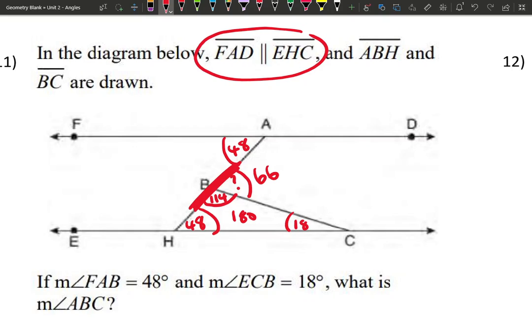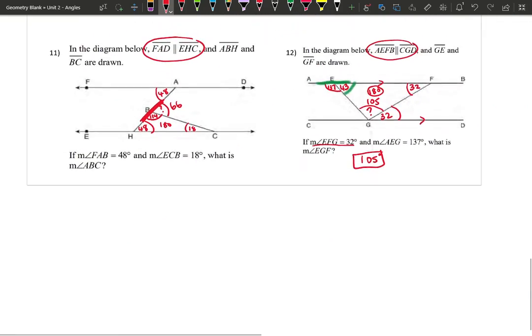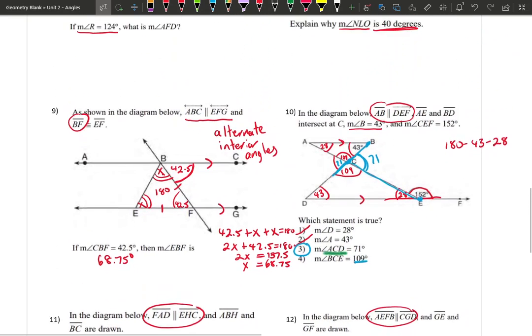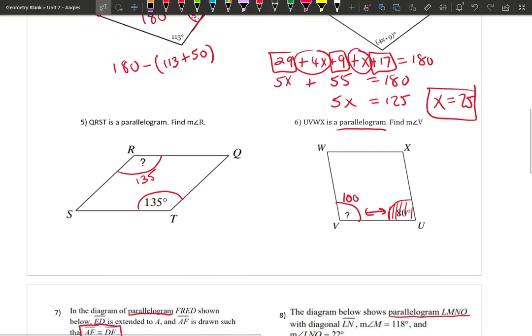Done. I think that was the end of this. I think that was a really good practice. If you could do these, you could definitely do well on the actual Regents questions that look like these.